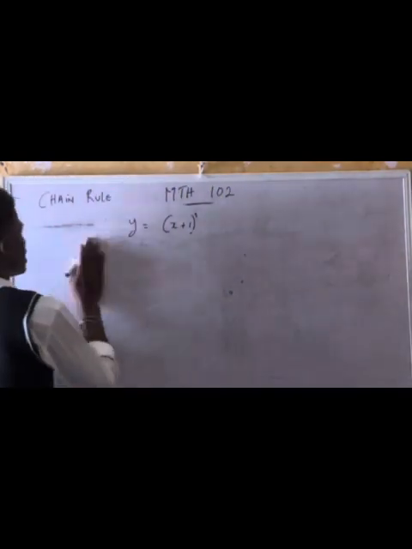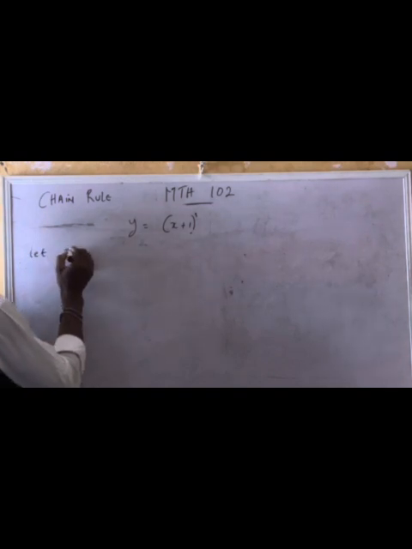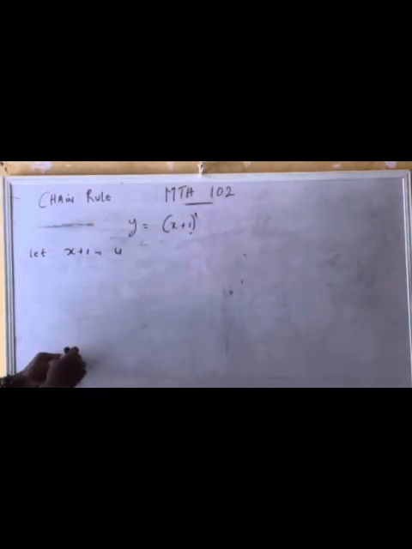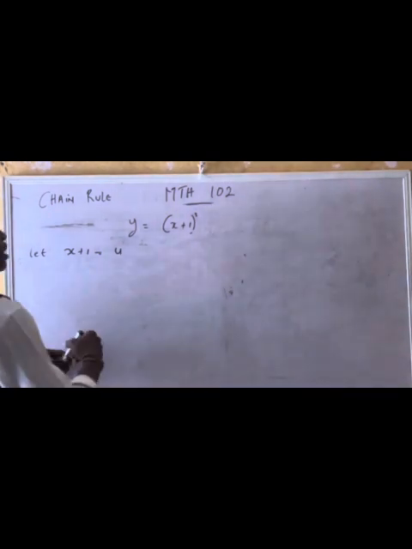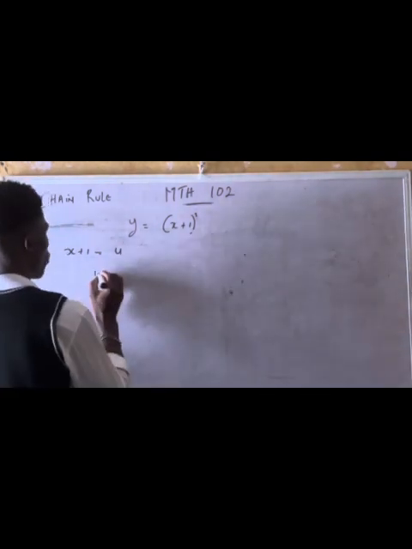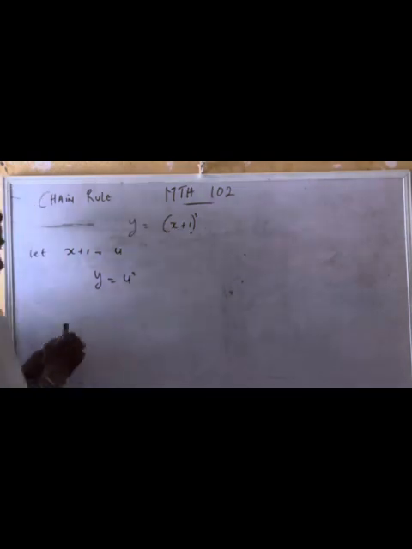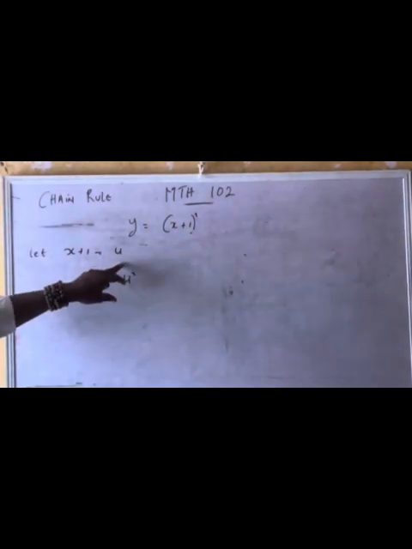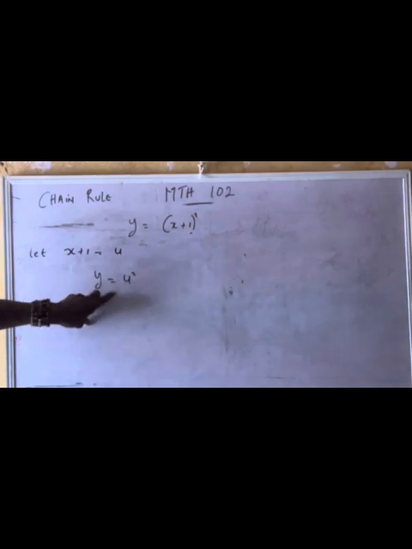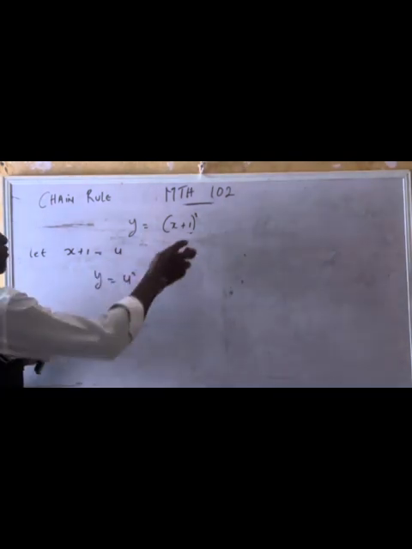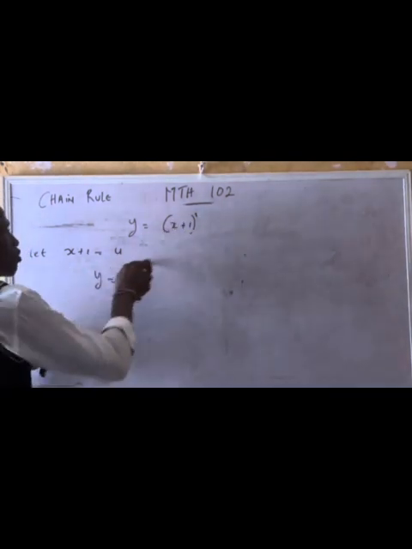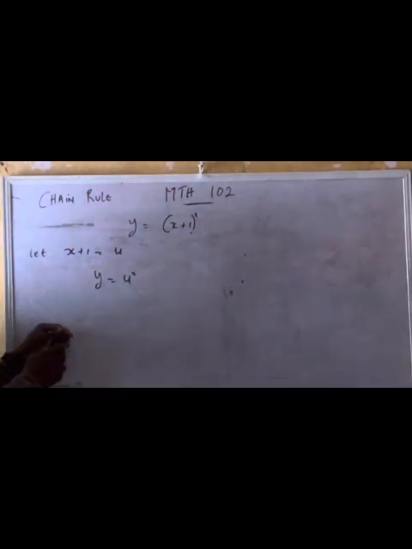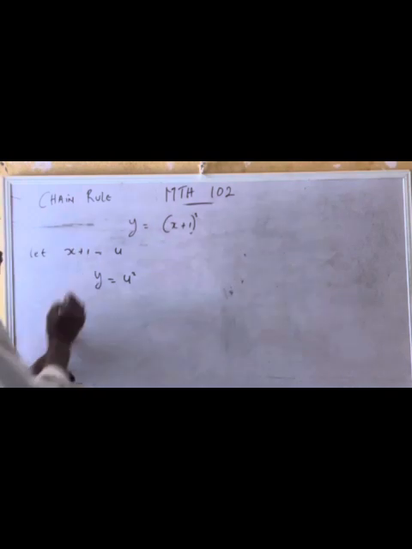Now, we can say let x plus 1 be equal to u. Meaning I can rewrite this as y equals u squared. Let x plus 1 equal u, so that it can be easy for you to solve. If I replace x plus 1 with u, I'm having y equals what? u squared.